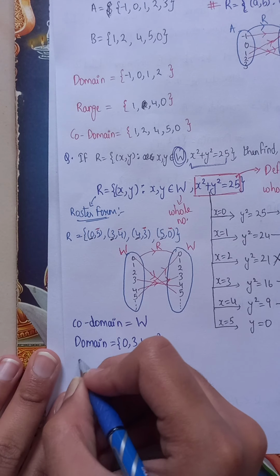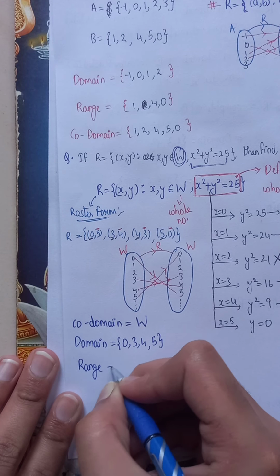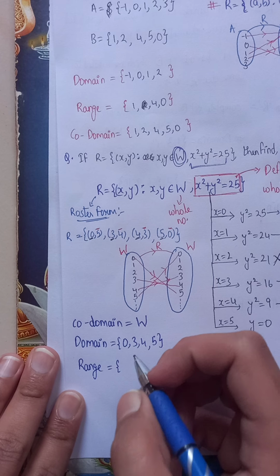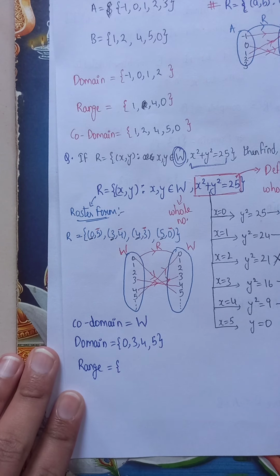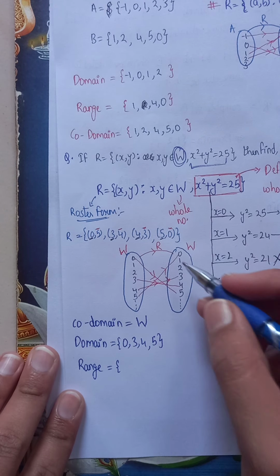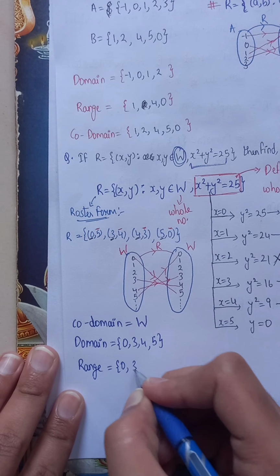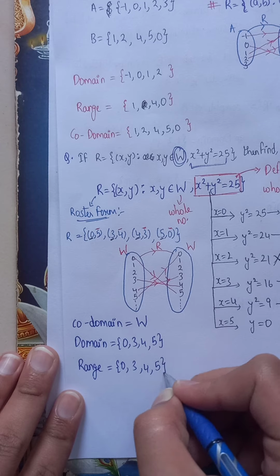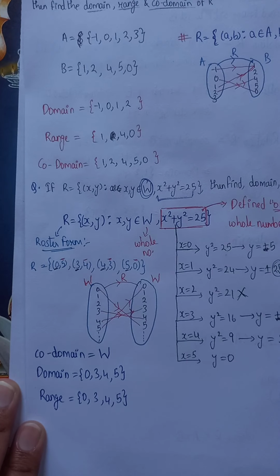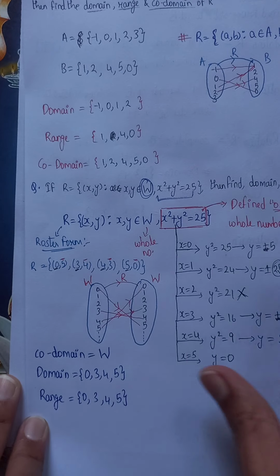Then what about range? Those elements on the right side which are related to some elements on the left side. So what are these? 0 3 4 and then 5. Okay, so yeah, that's it.